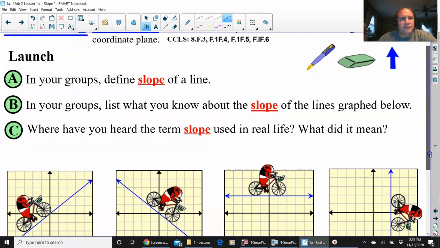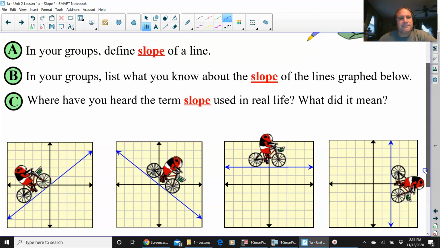So it says, in your groups, define slope of a line. Now, I asked this in a lot of different classes, and I asked, really, what is slope? People looked around and didn't know. So try to answer these questions on your own, not in your groups. A: define slope of the line. B: list what you know about slope of the line graphed below. And C: where have you heard the term slope used in real life, and what did it mean? Go ahead, answer those questions. Press pause now.